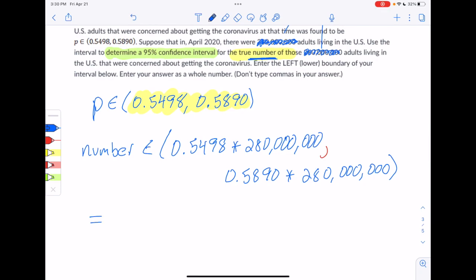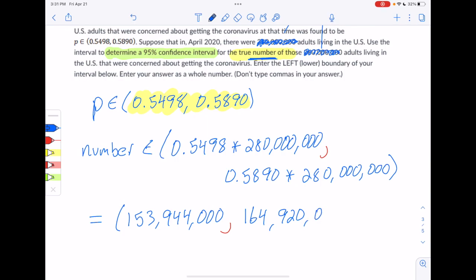And what we would end up with on the left is 153,944,000. And then again, I'll just do the red comma to make it a little bit more clear where one number starts and the next one ends. And our upper boundary would be 164,920,000. And again, those just come from multiplication.